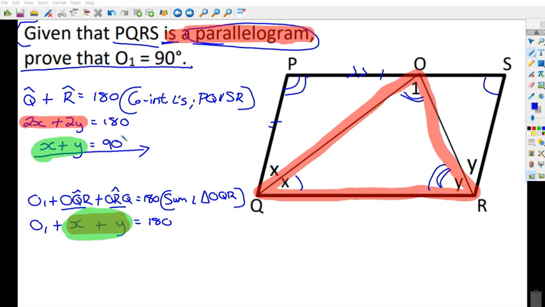Let's put that in. Let's see where it goes. Let's see what happens. O1 plus 90 is equal to 180 degrees. Wow. Now I can go find angle O1. I just take the 90 over. And what do we see? We see that O1 is equal to 90 degrees. Isn't that fantastic, guys? I just proved that O1 is equal to 90 degrees using geometry.